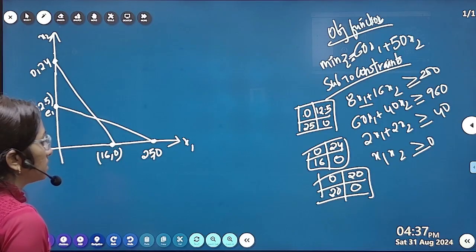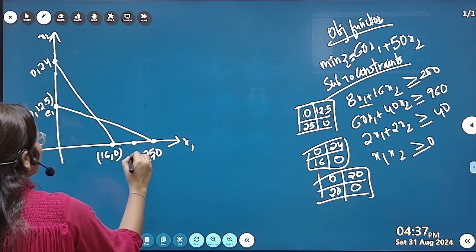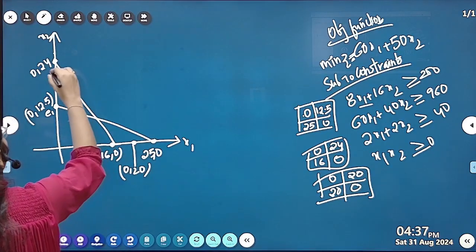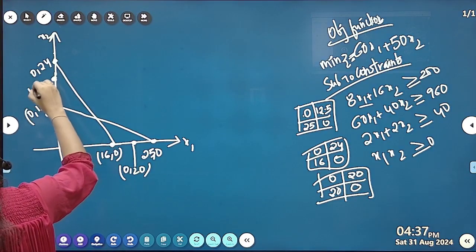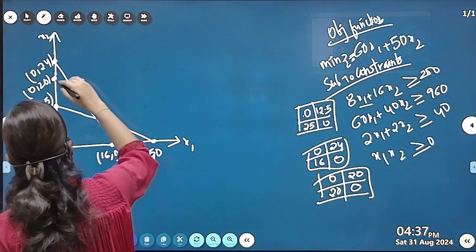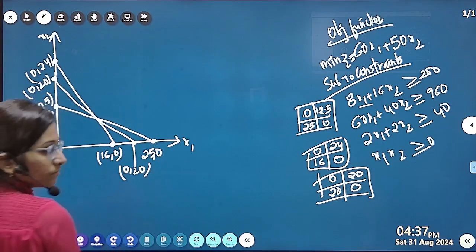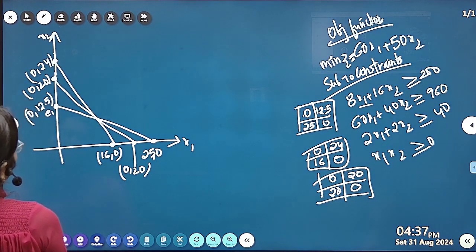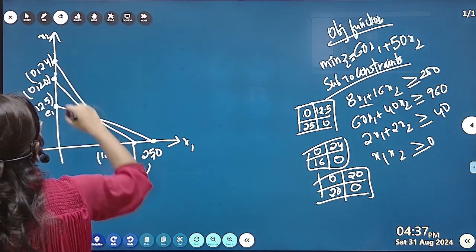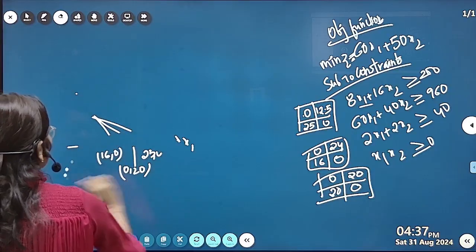Okay, next 0 comma 20. So 20 here, this is 0 comma 20, and 20 here, 0 comma 20. Actually it should not intersect. How did you get that? I will erase and do it once again. Let us take some large points.